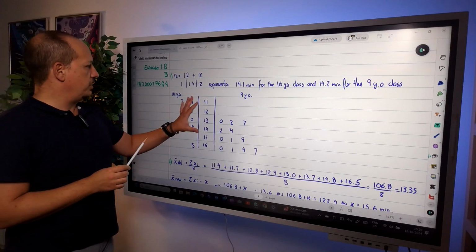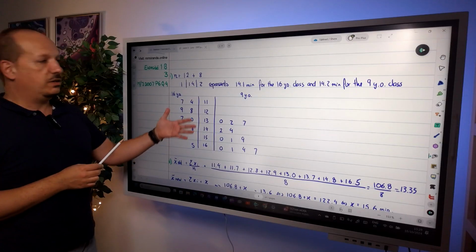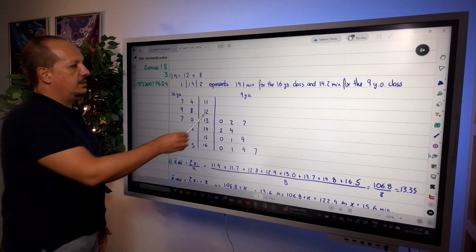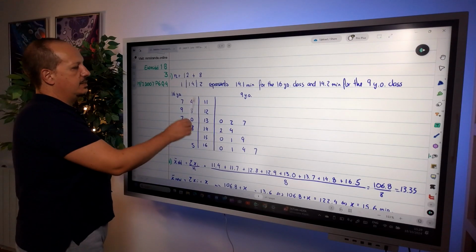And the information is already organized and simple to see over here. You can obviously spot the difference in times. The 9-year-olds take longer times than the 16-year-olds.